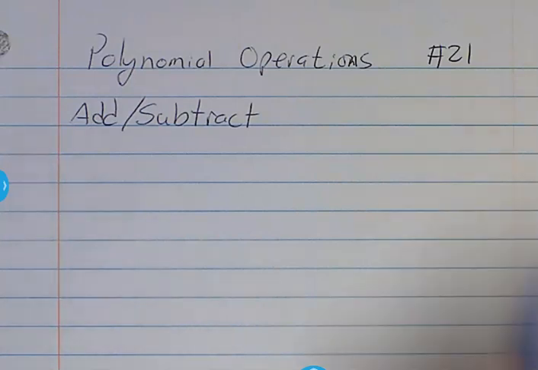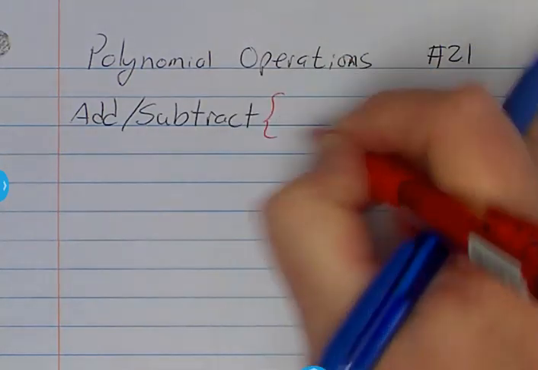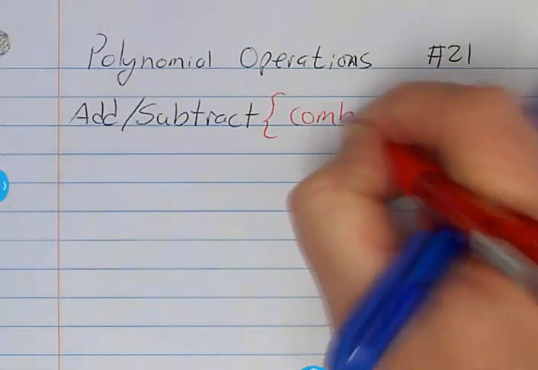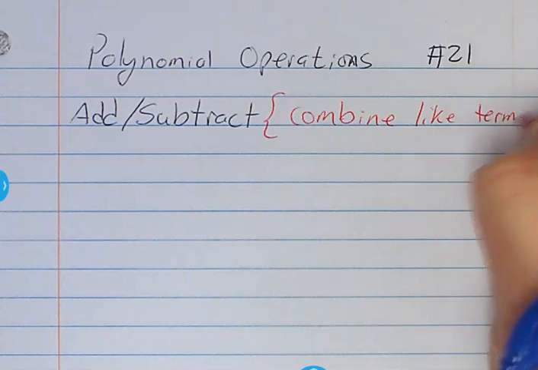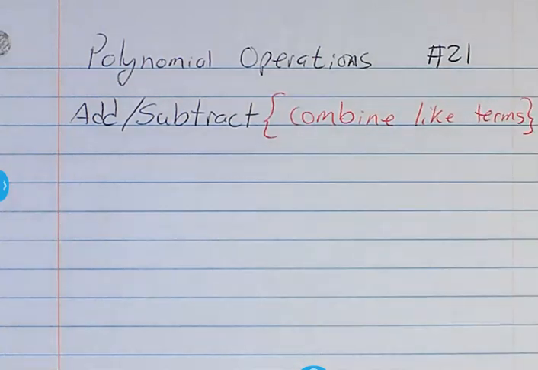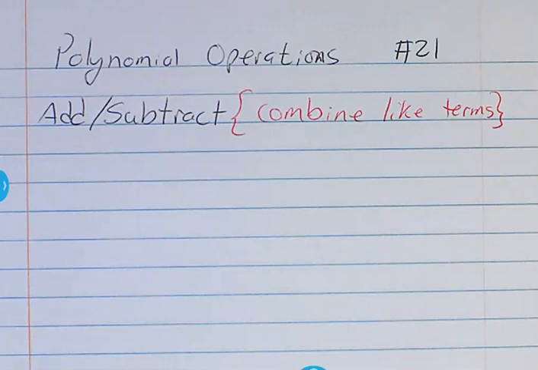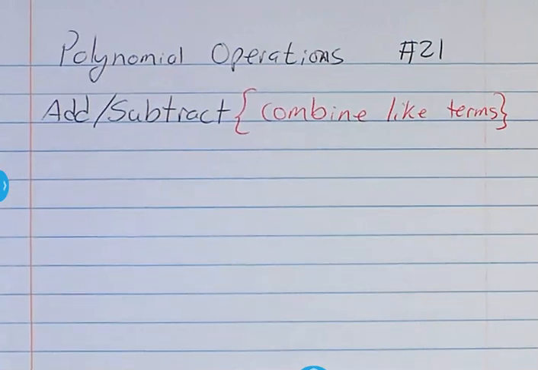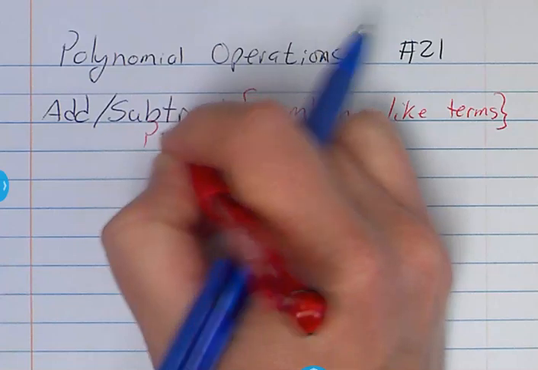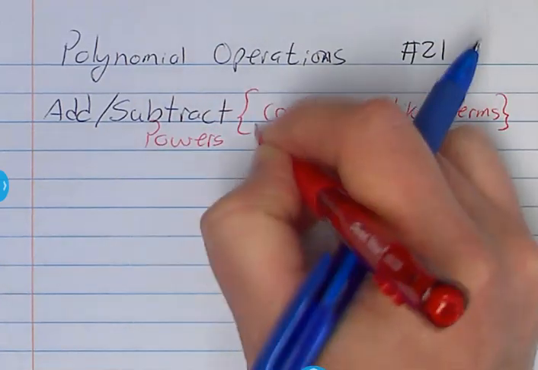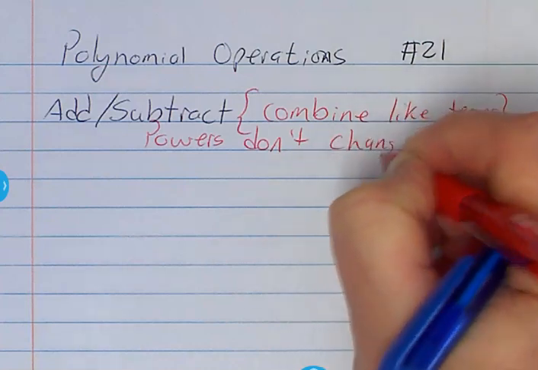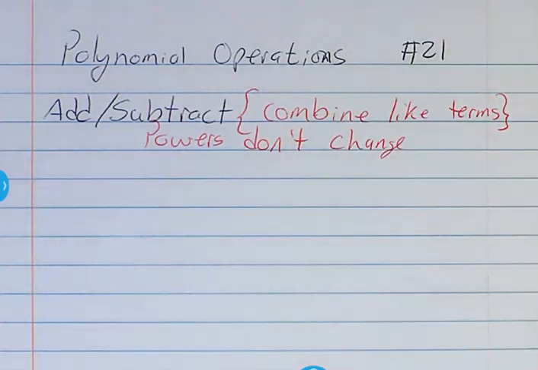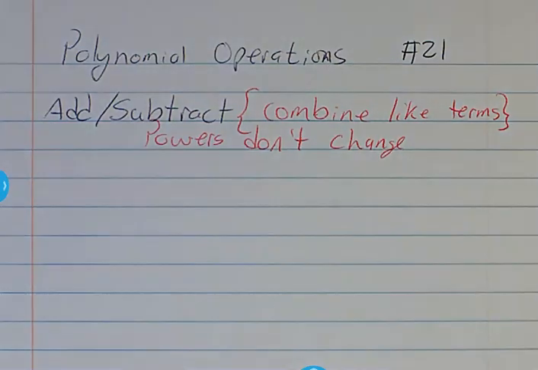which when we add or subtract polynomials, again, we're going to combine like terms. Okay, and the big thing is when you're adding and subtracting on these, the big thing you got to remember is that your powers don't change. The only thing that's going to change is the coefficient that's in front of the number or the numbers that's in front of it for these.